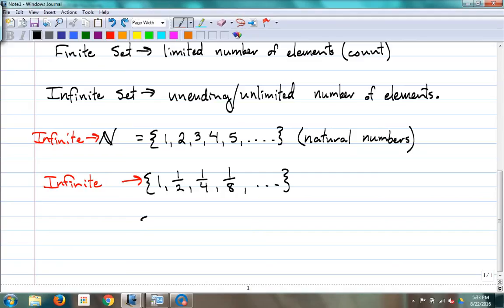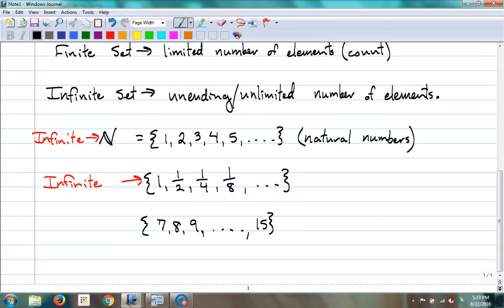Let's look at this set. 7, 8, 9, dot dot dot, 15. What kind of set is that? It's finite. It's got a dot dot dot in it though. But there's another number after it. But it's got an ending point.